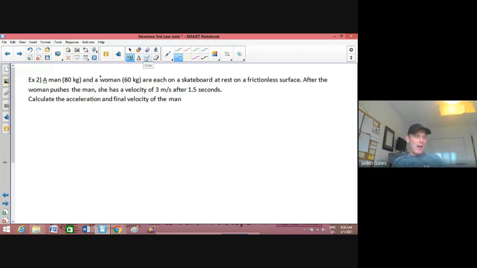All right, now on to a little bit of a tougher example. Same situation here, sort of. Is that example 2? We have a man, 80 kilograms, and a woman, 60 kilograms, are each on a skateboard at rest on a frictionless surface. And after the woman pushes the man, she has a velocity of 3 meters per second after 1.5 seconds. Calculate the acceleration and the final velocity of the man. Actually, we're going to end up finding both. We already know one of them.